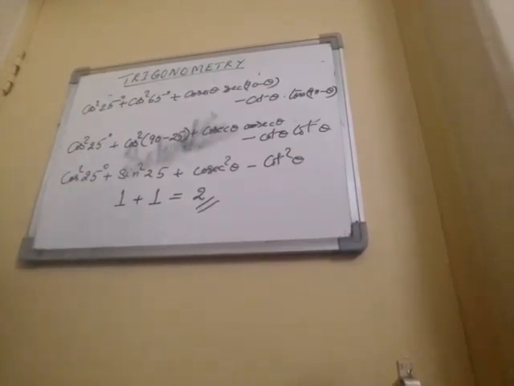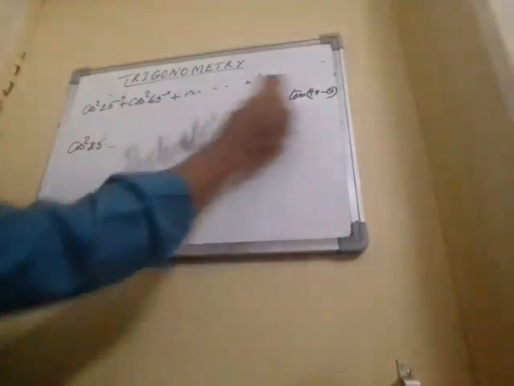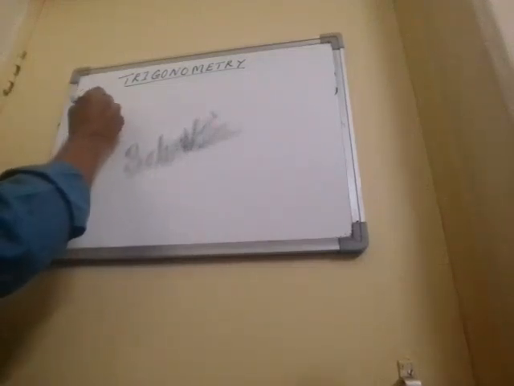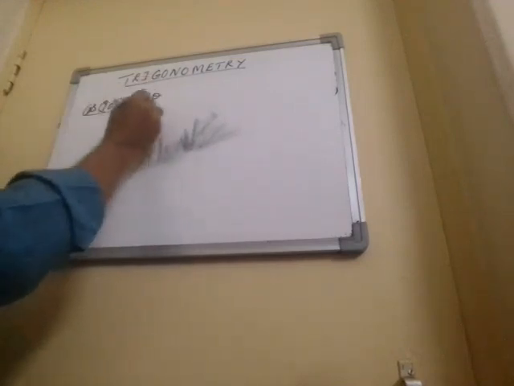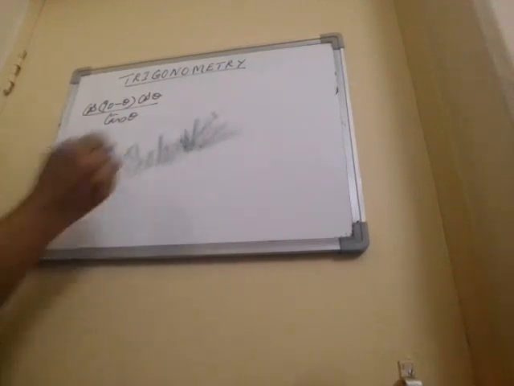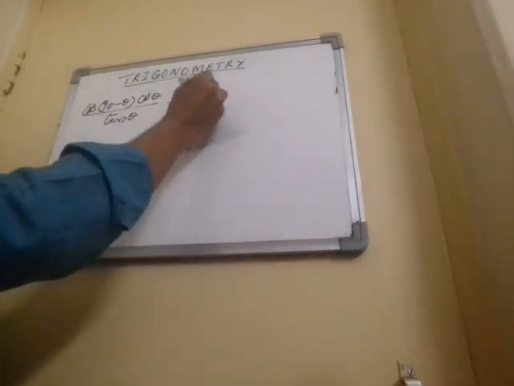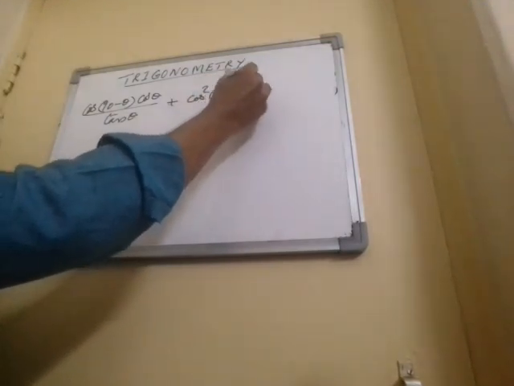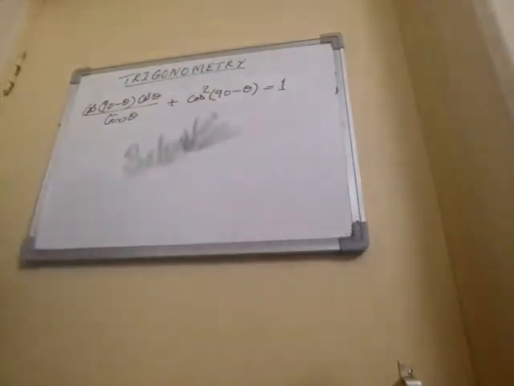Now see the third question. I'm showing a proving question. The question is, prove that cos of 90 minus theta into cos theta by tan theta, plus cos square of 90 minus theta, equal to 1. So this we have to prove.